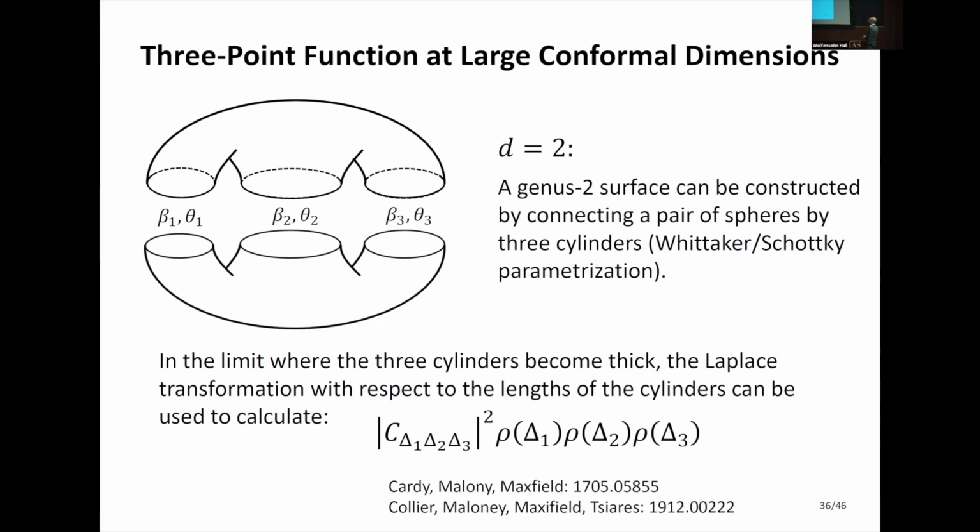And then they consider the limit when beta is small. So then you have a heavy operator going through it. And in 2 dimensions, you know the conformal blocks, etc. So you can actually calculate this. And this is what they did.